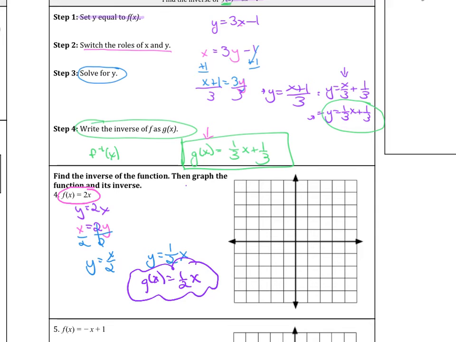So let's graph f of x equals 2x. And so this is y equals 2x. Think about y equals mx plus b. b represents your y-intercept, and m is your slope.